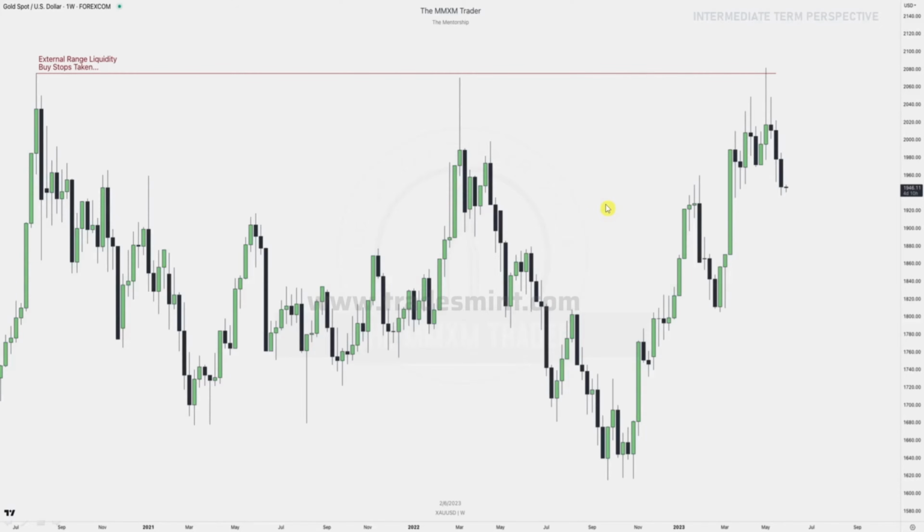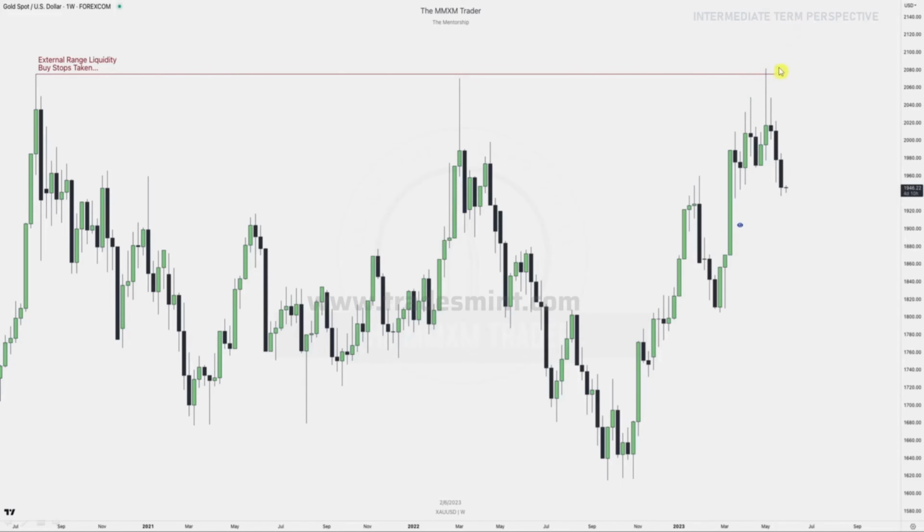So after we take that external range liquidity, those buy stops, we can expect what? From external to internal, right? So what would be our next draw on liquidity? If you guessed internal range liquidity, you are right, because we go from external to internal. Now, this is counter trend, right? Because our long-term perspective is bullish.